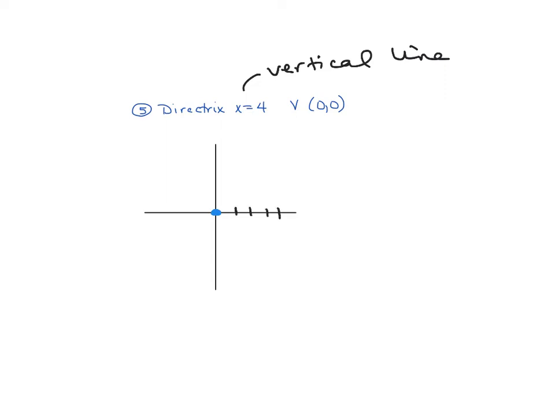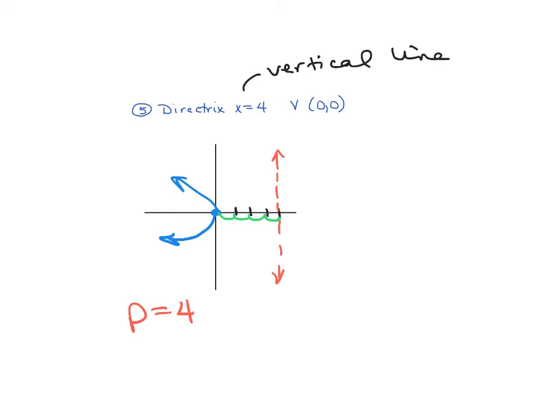1, 2, 3, 4. Here's my directrix. Remember, it's always behind the parabola. So this tells me my parabola is going to be opening to the left. Again, I need to figure out how far away my directrix is from my vertex, and it's 1, 2, 3, 4 spaces away. So my p-value is 4. Again, remember, the p-value is a distance.